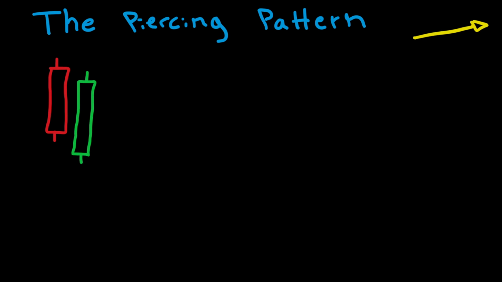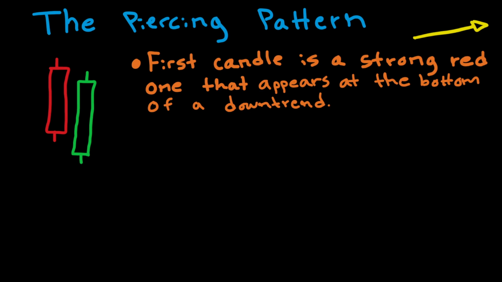So we can actually write down some criteria which we need in order for it to be a piercing pattern. The first point is that the first candle is a strong red one that appears at the bottom of a downtrend. Remember, we said that this was a reversal pattern, so in order for it to work, this pattern must appear at the bottom of a downtrend. We can say that it is a bullish reversal. So prior to this pattern, we might have had some candles that look like this. We had a downtrend prior to the pattern, and that is important. So that is the first point.